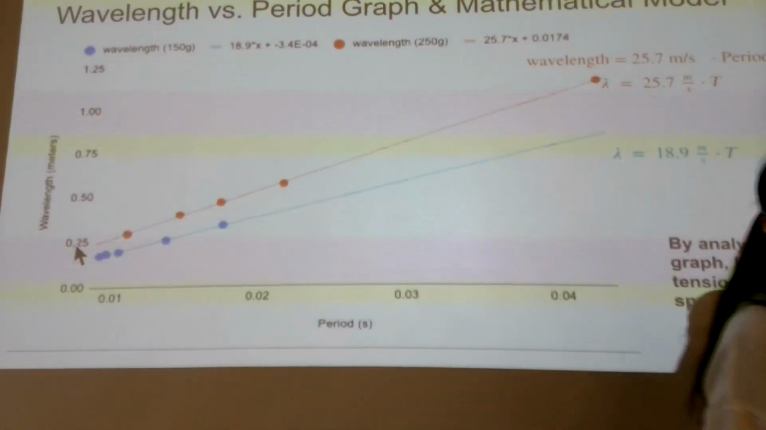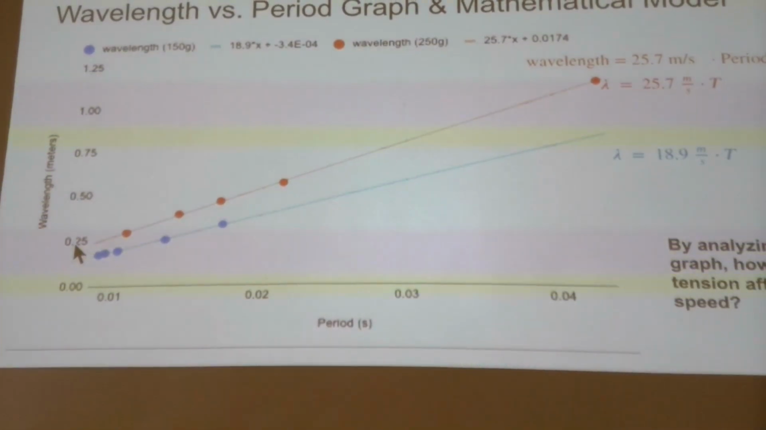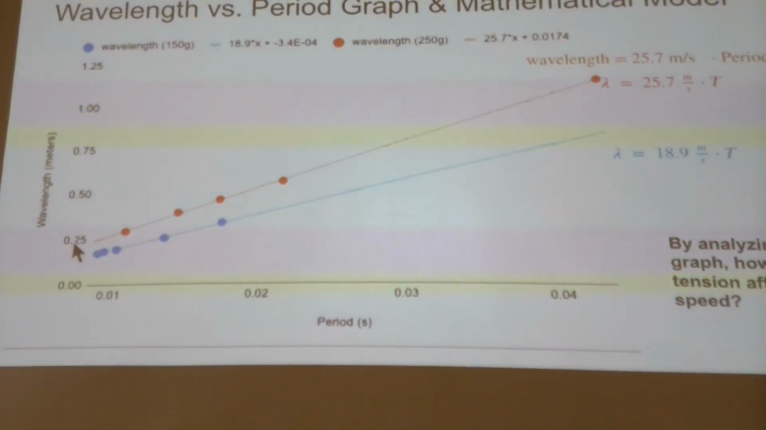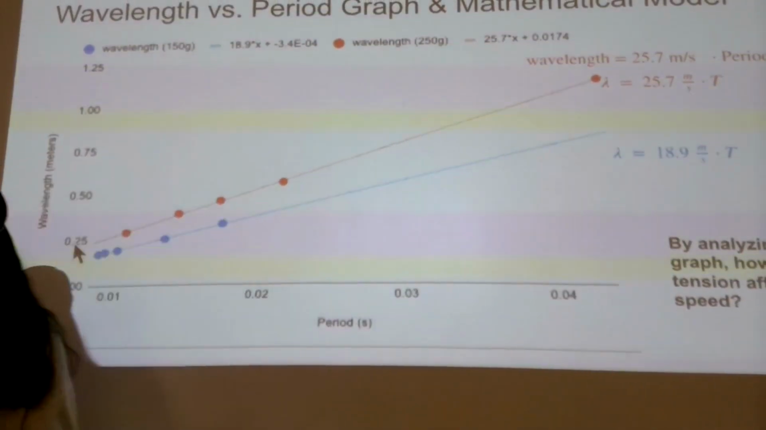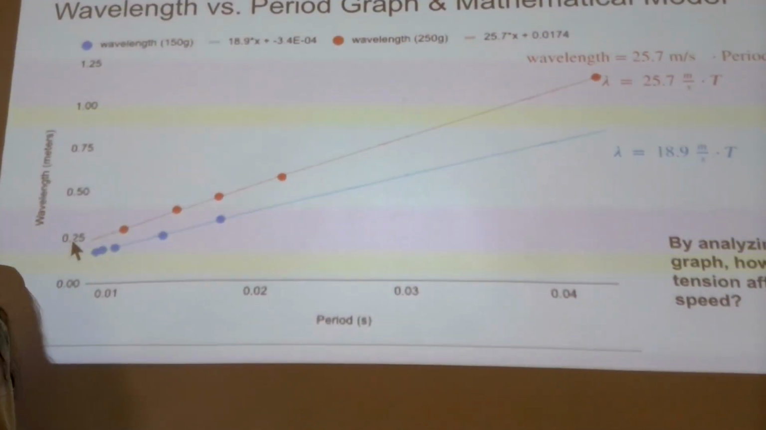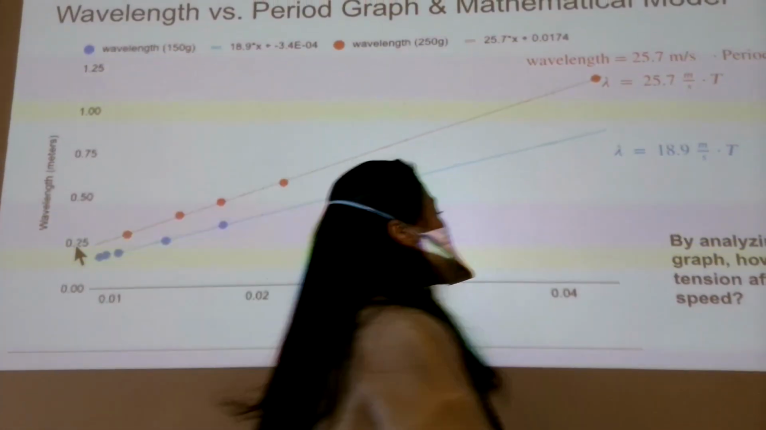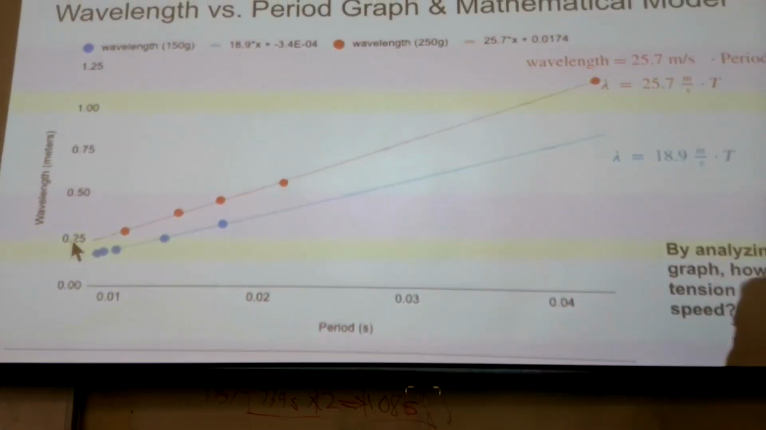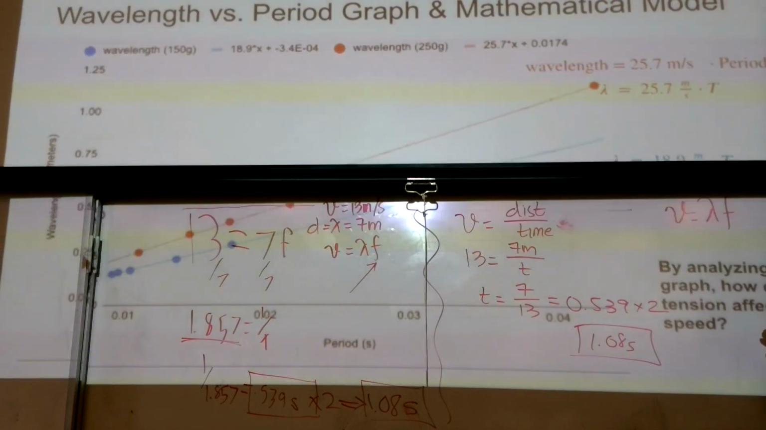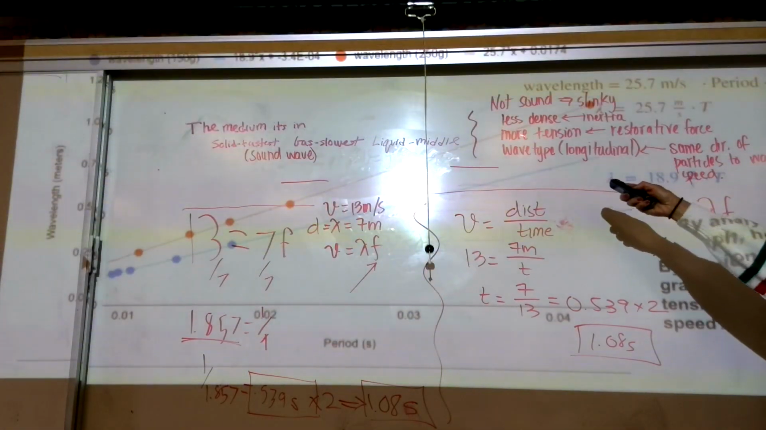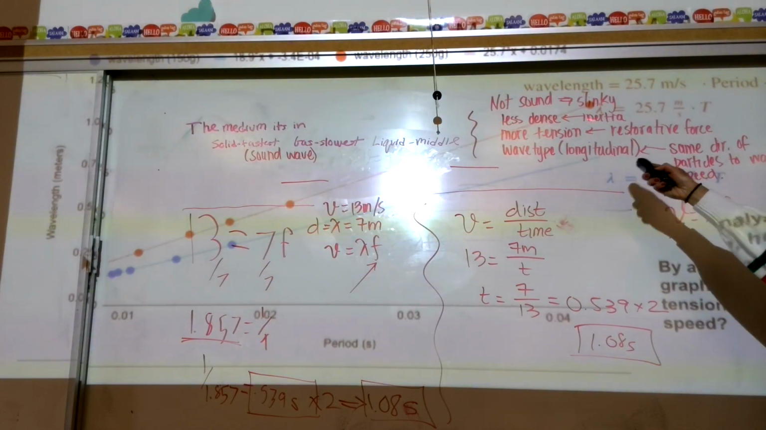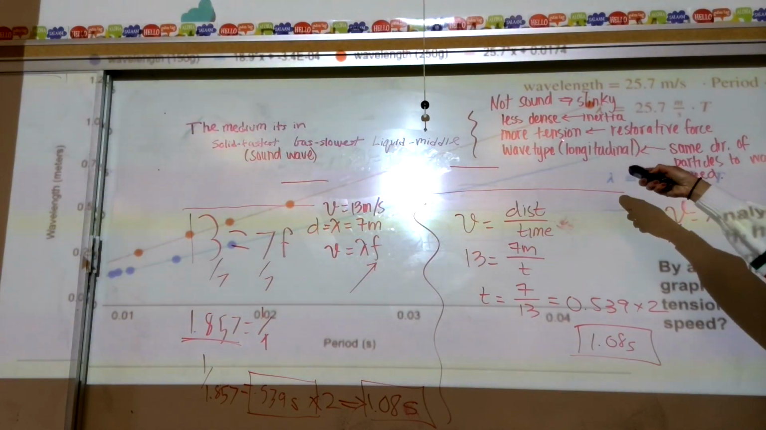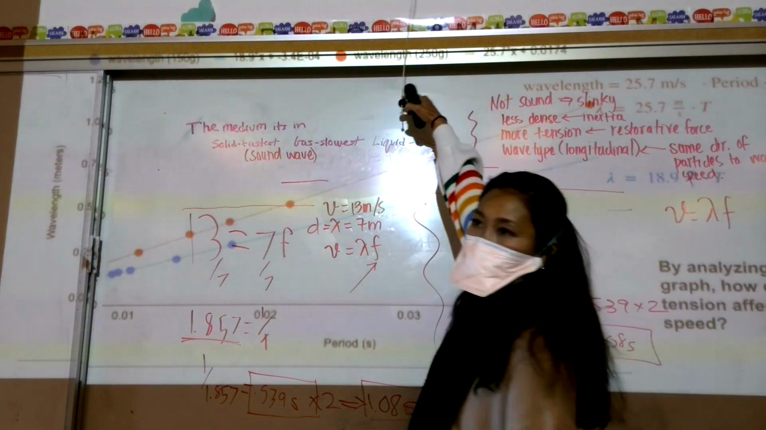Okay. What did you come up with? Who can tell me what's the relationship between tension and wave speed? What do you think, Mason? High tension equals high speed. Look at our warm-up. That's exactly what we concluded. That's exactly what we concluded from the Slinky lab, that high tension equals high speed. So this is reinforcing that concept.